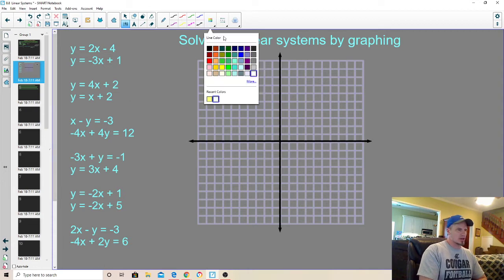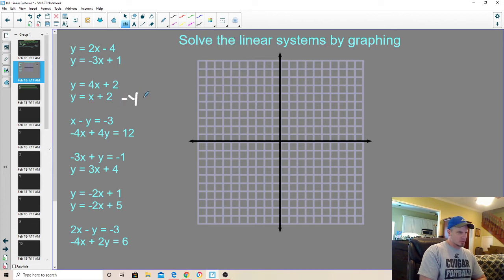Now the next one, we've got to do a little something before we graph it. You can graph with intercepts, but I'm going to solve for y. So what we're going to do is solve this for y. We're going to move the x over. I get a negative y equals negative x minus 3. Then I'm going to change the signs. I don't want a negative, I want a positive. So it's y equals x plus 3.